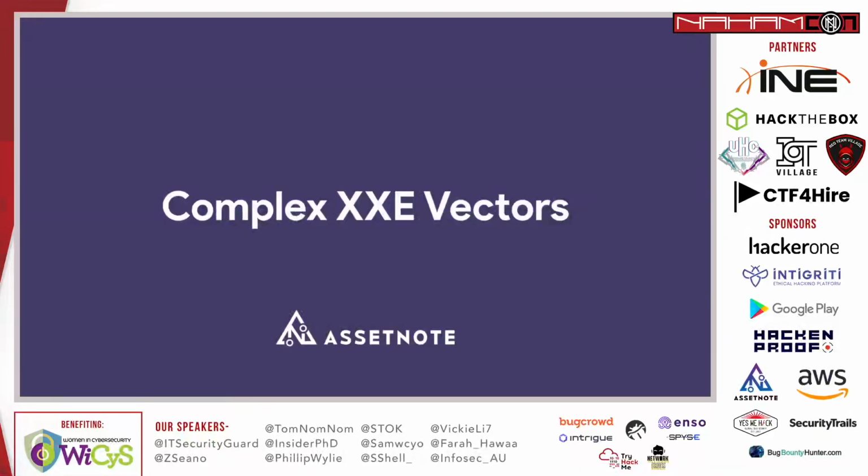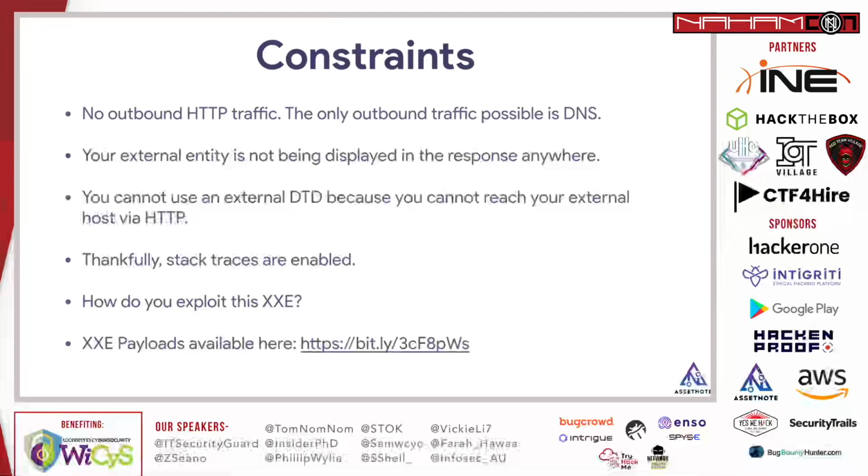The next thing I want to talk about is complex XXE vectors. Now, this is something I deal with often on some bounties that run .NET servers. Let's say we have this scenario. There's no outbound HTTP traffic allowed. The only outbound traffic possible is DNS. Your external entity is not being displayed in the response anywhere. You cannot use external DTDs because you cannot reach your external host via HTTP.